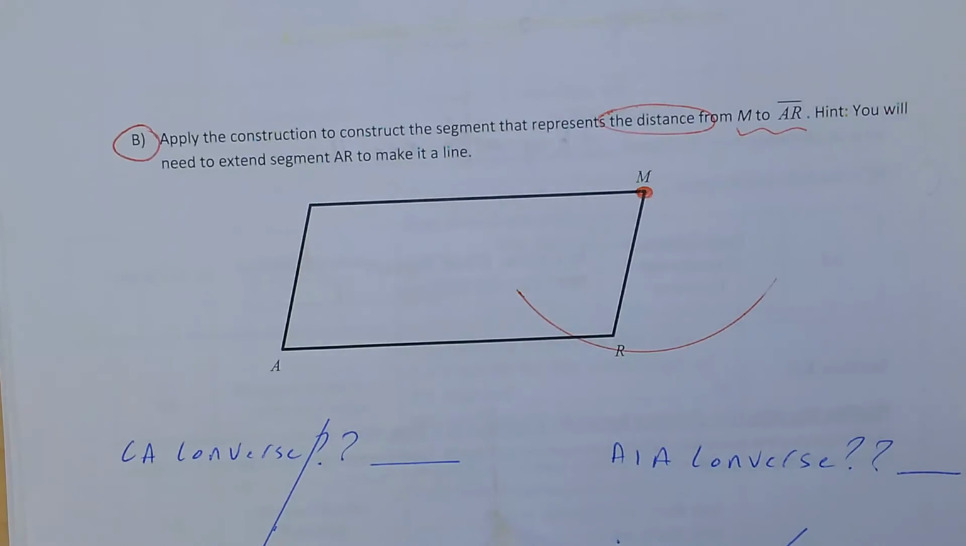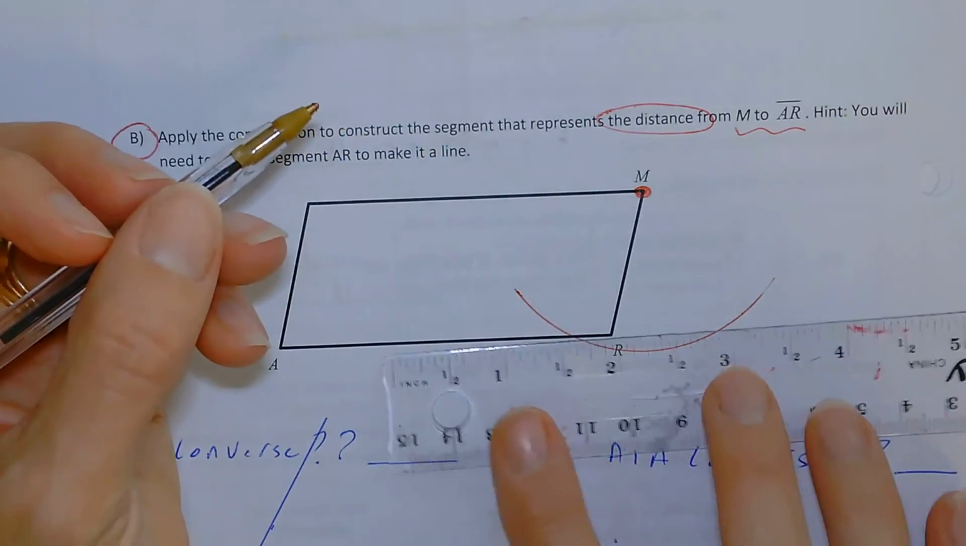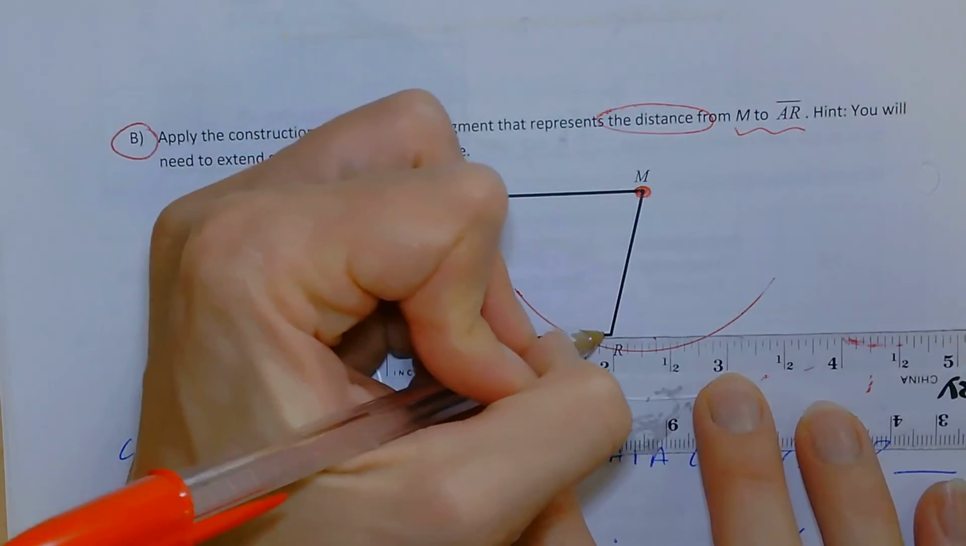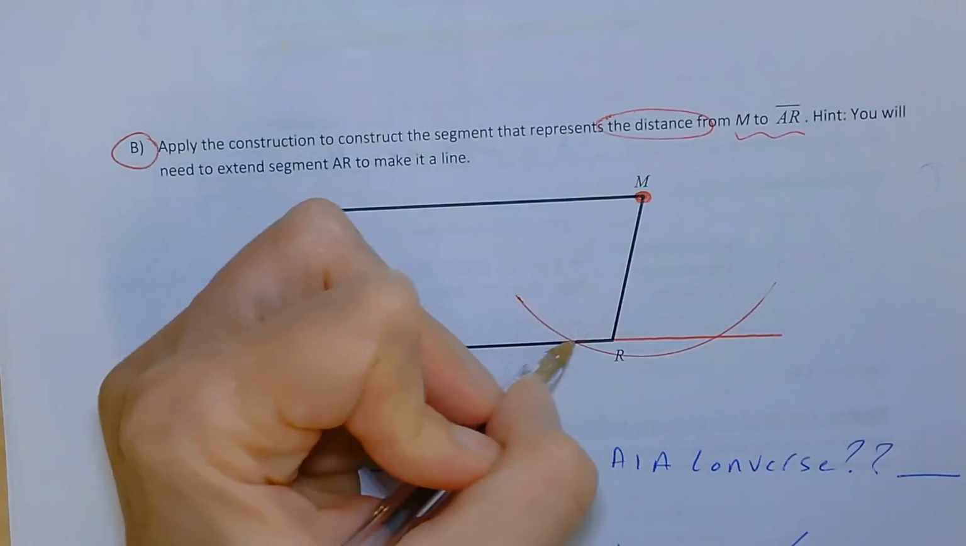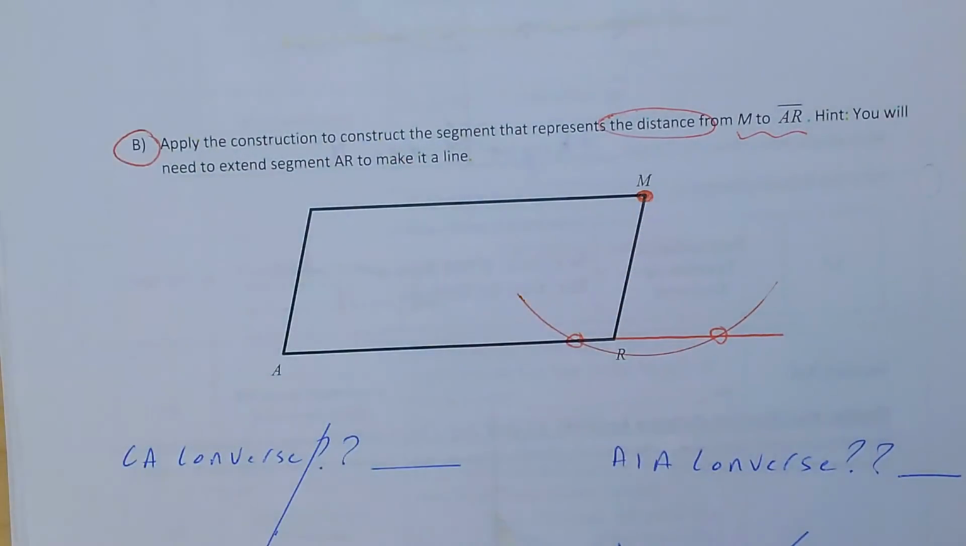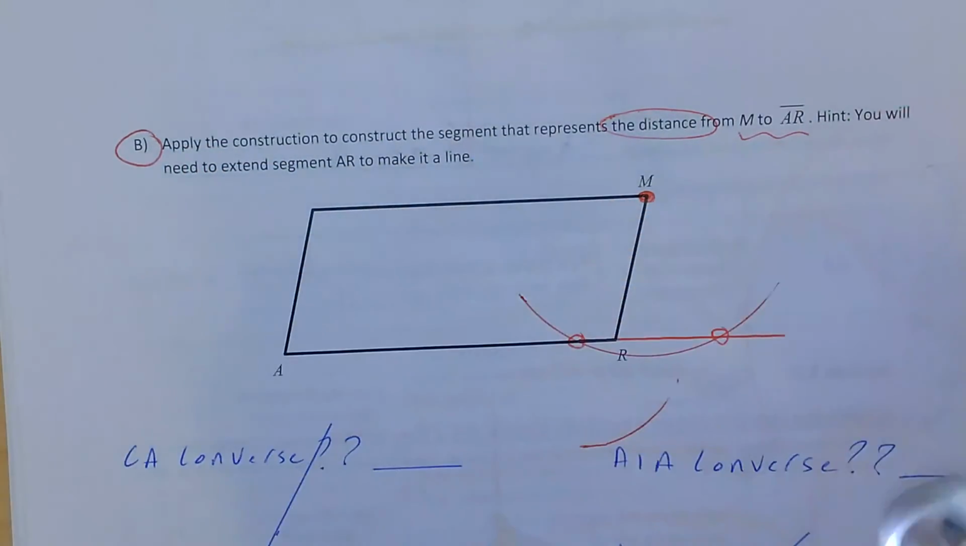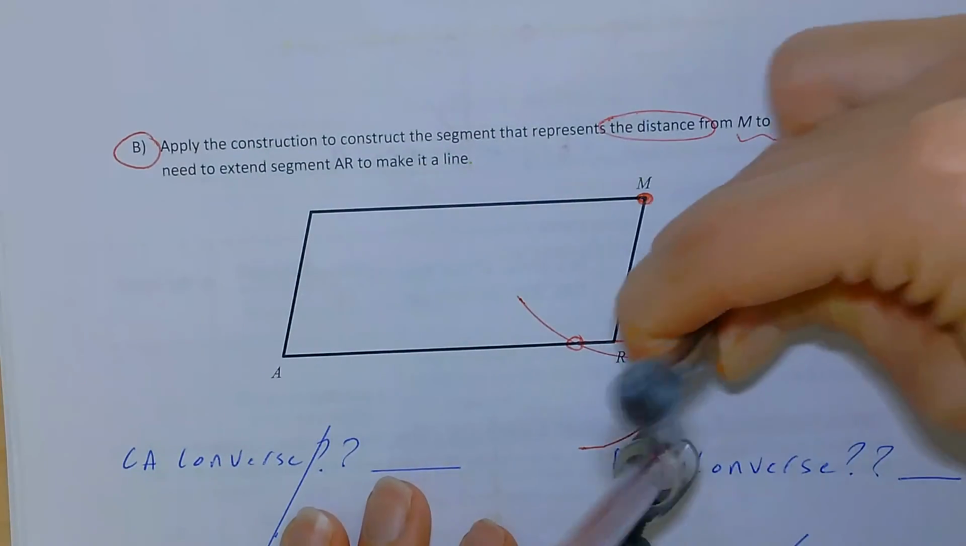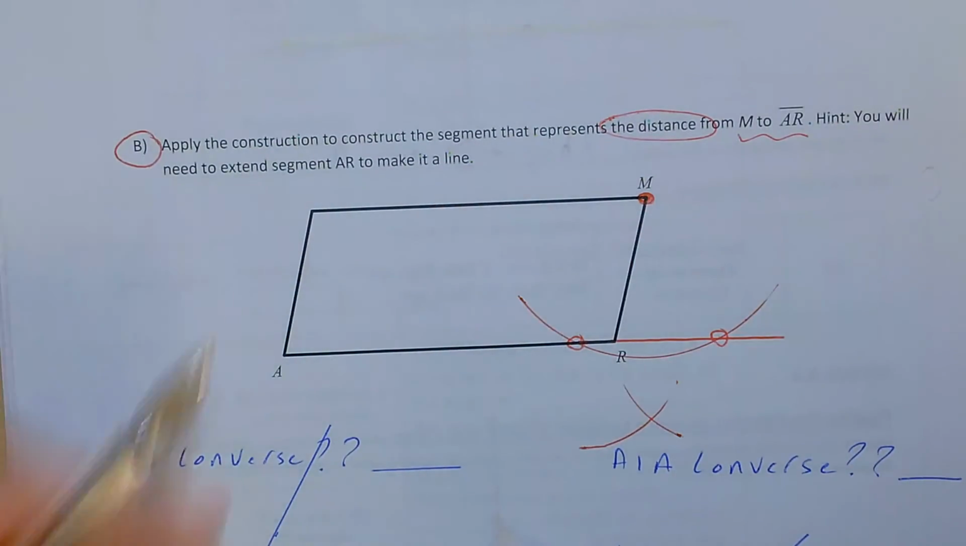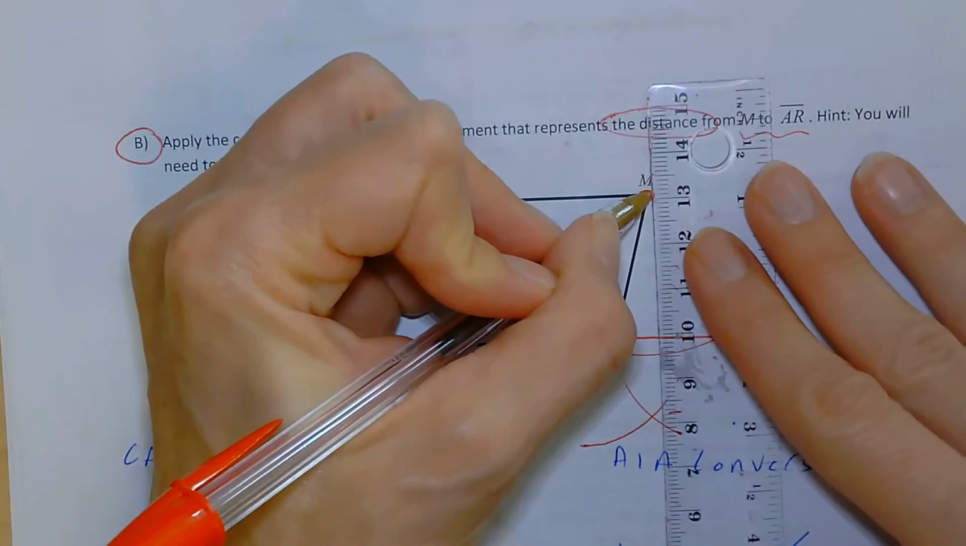It doesn't have to be a segment. So you are going to do a smiley face. You're just going to need to make that segment longer so that you actually get 2 intersections. So go ahead and extend the segment, and then you're going to do your smiley from M, and you're going to make your X, and then you're going to connect.